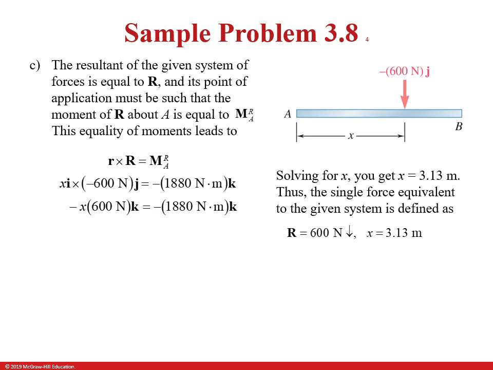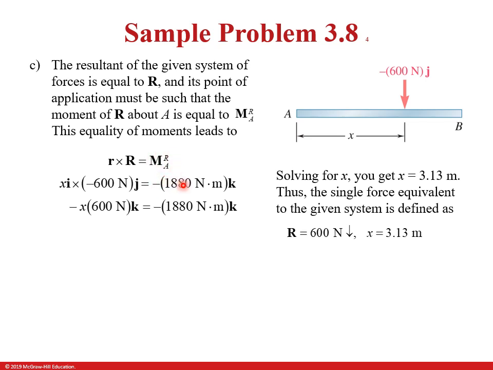All right, finally, part C: the resultant of the given system of forces is equal to R, and its point of application must be such that the moment of R about A is equal to the moment of the system at A. So all we're saying here is, all those forces that we saw in part A, what's that equivalent to? It's equivalent to applying one force at some distance x from A, right? And we already know the moment about A of the resultant, right? We know this information. This is from part A.